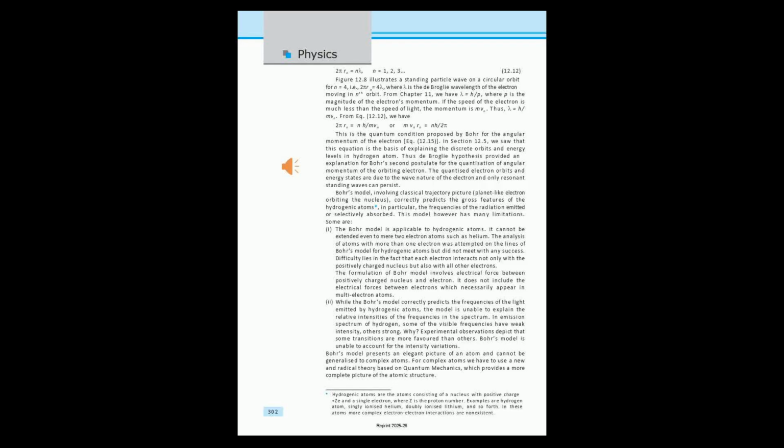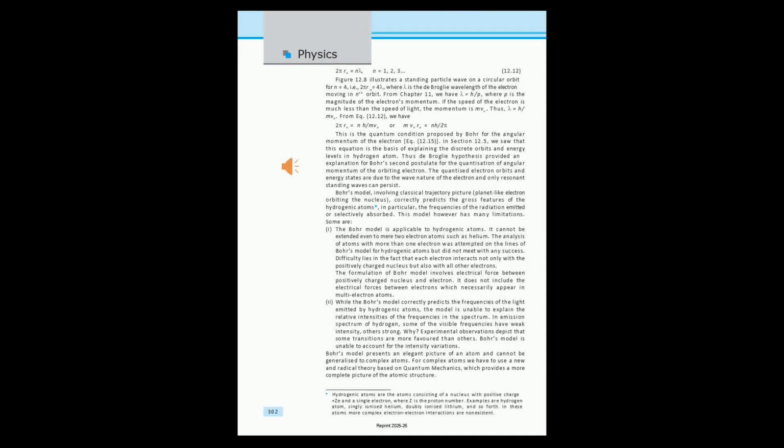The difficulty lies in the fact that each electron interacts not only with the positively charged nucleus but also with all other electrons. The formulation of the Bohr model involves the electrical force between the positively charged nucleus and the electron. It does not include the electrical forces between electrons which necessarily appear in multi-electron atoms. While Bohr's model correctly predicts the frequencies of the light emitted by hydrogenic atoms, the model is unable to explain the relative intensities of the frequencies in the spectrum.